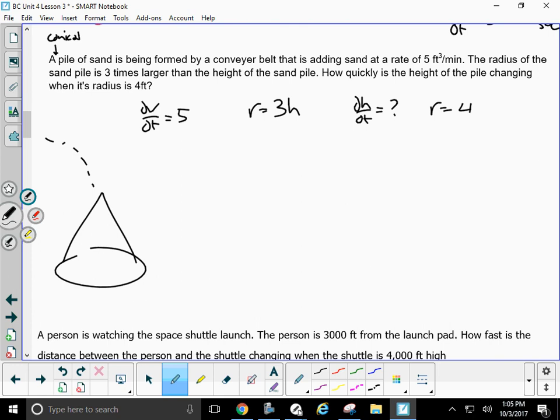Simple. Write down all the information based on the problem. We have the volume of a cone. The volume of any random cone is 1/3 pi r squared h. But this sand pile has a very specific relationship between the radius and the height of the sand. This is a fixed relationship. Since it's fixed, I'm going to change the formula that I'm using from just the volume of a random cone to the volume of the sand pile, and I'm going to replace r with 3h.